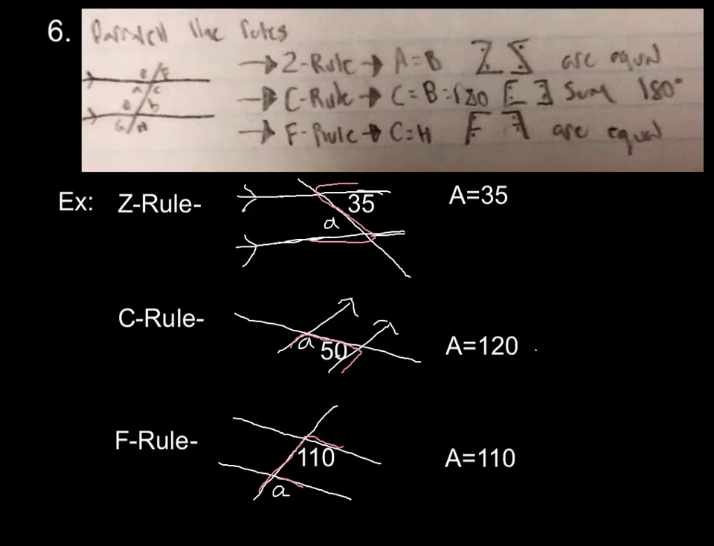The final rule, number 6, is parallel line rules. As you can see, there's the Z rule, the C rule, and the F rule. Here are some examples of these rules.